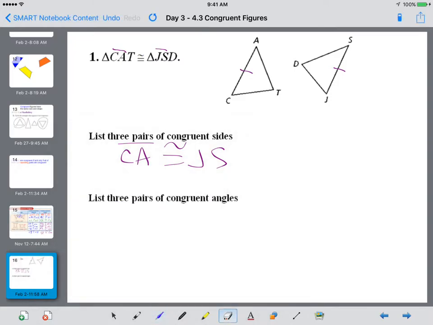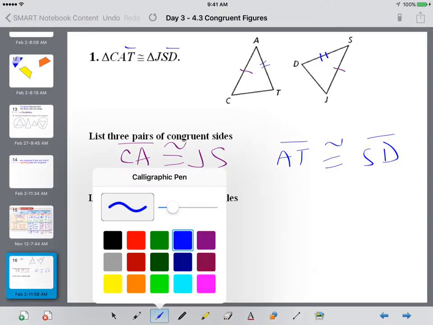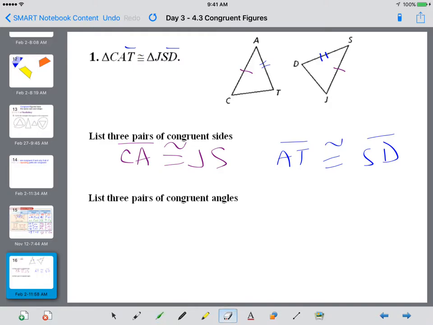Now let's try two more. Let's go AT, SD. So AT is congruent to SD. So here's AT, there's SD. And the last one we're going to go with is TC congruent to DJ. So TC, TJ works out.